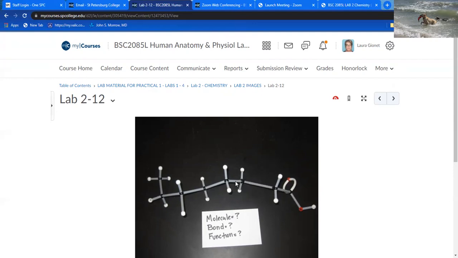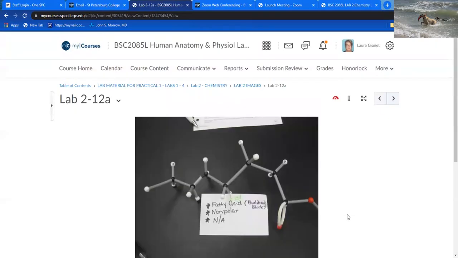This is a fatty acid. So 3 of these come together to bind to a glycerol to form a triglyceride. So this is a fatty acid. It's a building block of a triglyceride. It's nonpolar covalently bonded. And you don't have to know an individual function for it. It's a building block of a triglyceride. That's fine.